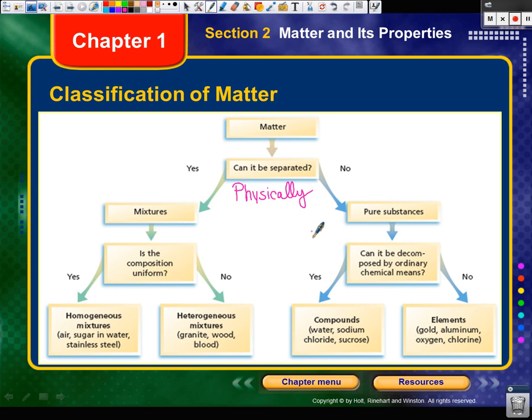So, if it can be separated physically, regardless of how hard it would be to do it, okay? If I take salt and pepper and I mix it together, could you eventually separate all the pieces back? That would take forever, but yes, it is possible. Okay? And so that's kind of what I want you to see, is that physically it can be done regardless of the time and effort that it would take. If it can be, it's called a mixture. Okay? It's called a mixture.